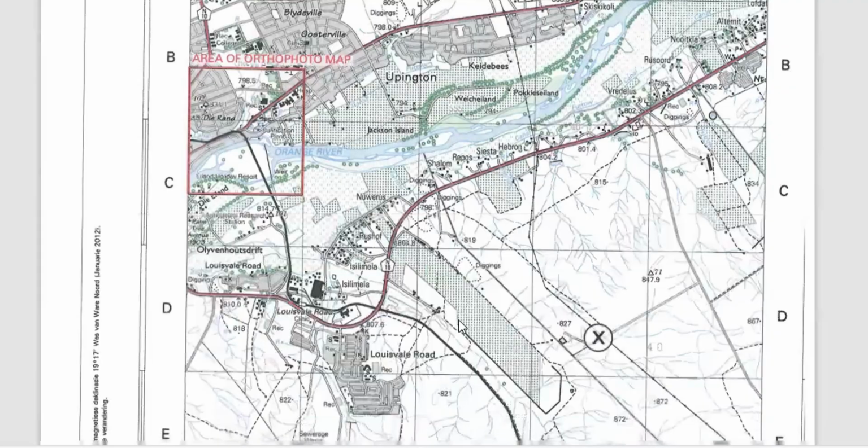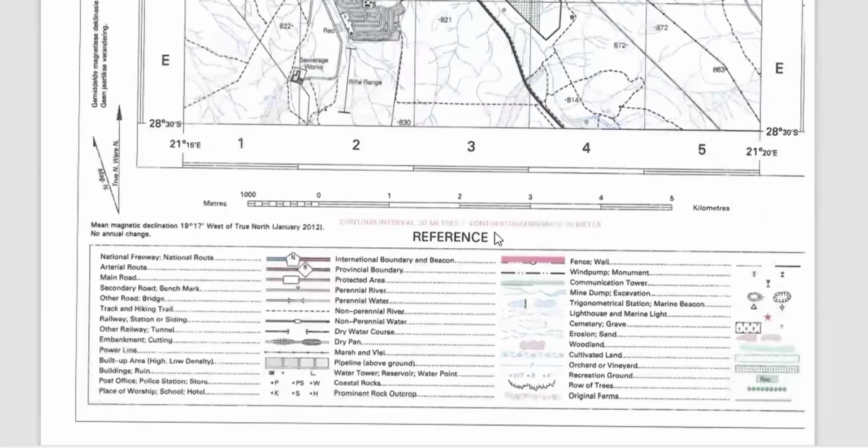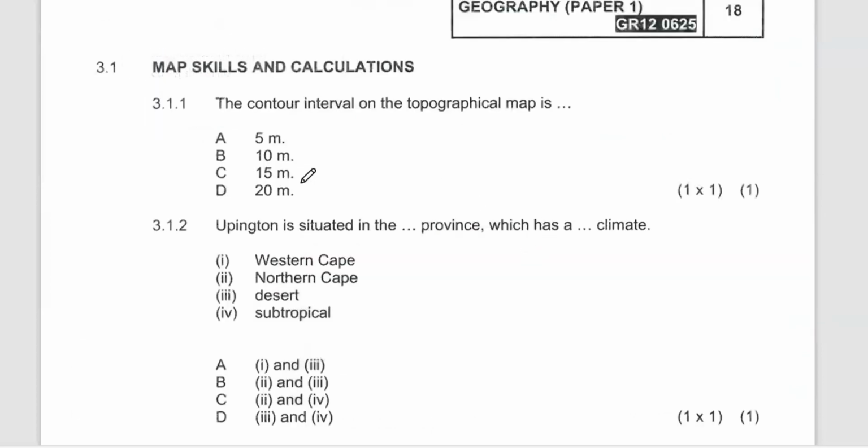The contour interval on the topographic map is indicated here. Contour interval is 20 on the topographic map. The information is provided here, in English and in Afrikaans. So that is information at your disposal. You must always remember the contour interval on the topographic map is 20 meters and the contour interval on the orthophoto map is 5 meters. That should be at your fingertips as a geographer.